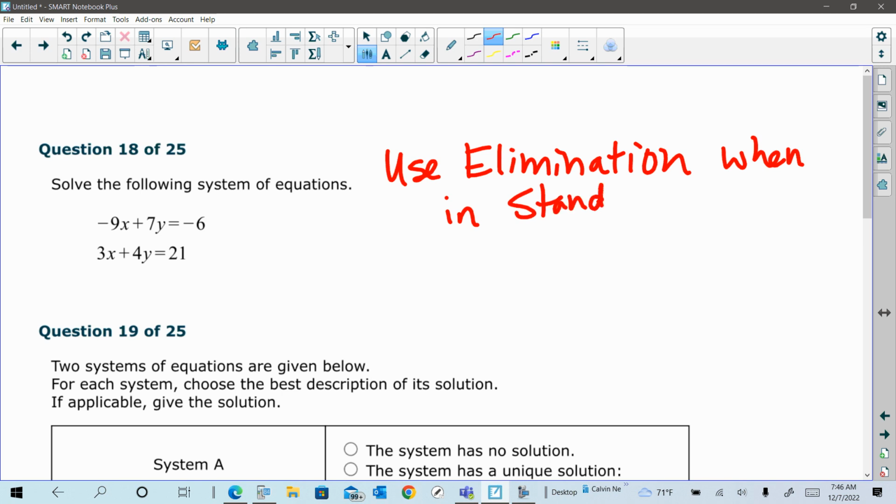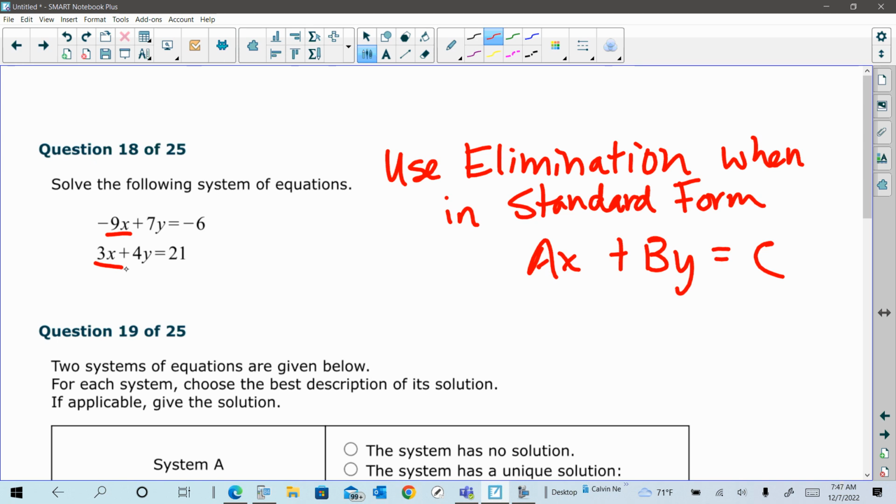Whenever it's in standard form, which is your Ax plus By equals C, I can see my x's are lined up and my y's are lined up. But the thing is, they're not opposite each other. I can't eliminate anybody right now. In order to eliminate, I have to multiply the bottom equation by 3 to make it a -9, the opposite of that +9.